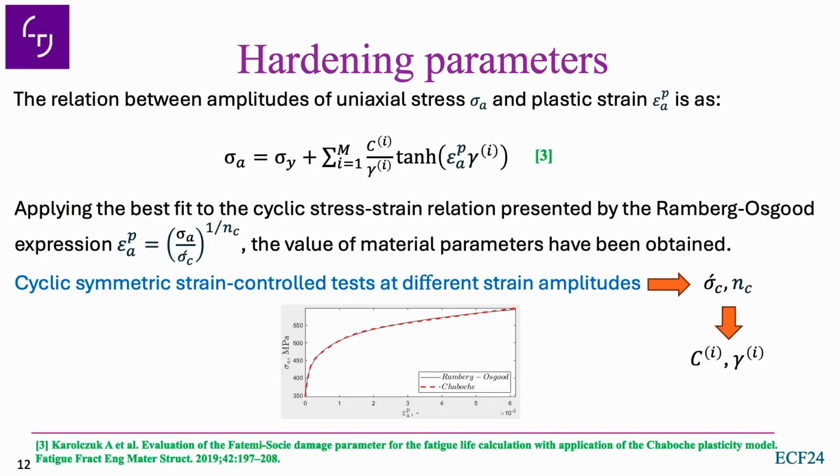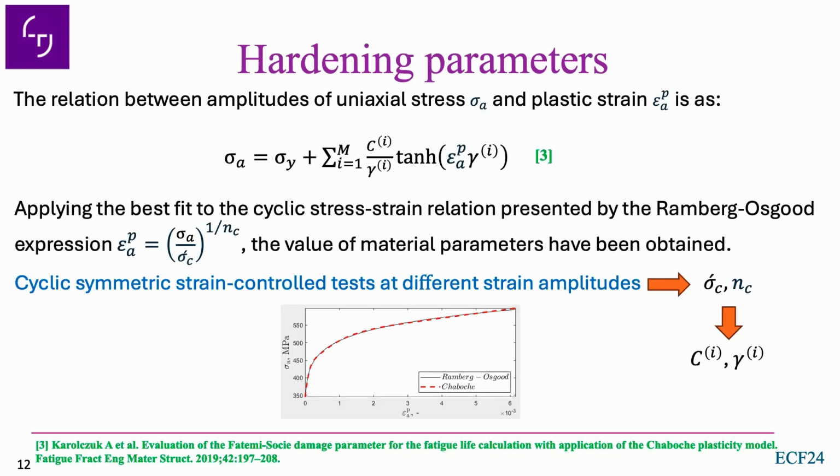We want to obtain some results in low cycle, because plasticity is more important. So we have to apply a hardening model, so we need some hardening parameters. The relation between the amplitude of uniaxial stress, sigma A, and plastic strain is given by this equation based on this article. Applying the best fit to the cyclic stress-strain relation presented by the Ramberg-Osgood expression, the values of the material parameters, I mean gamma and C, can be obtained.